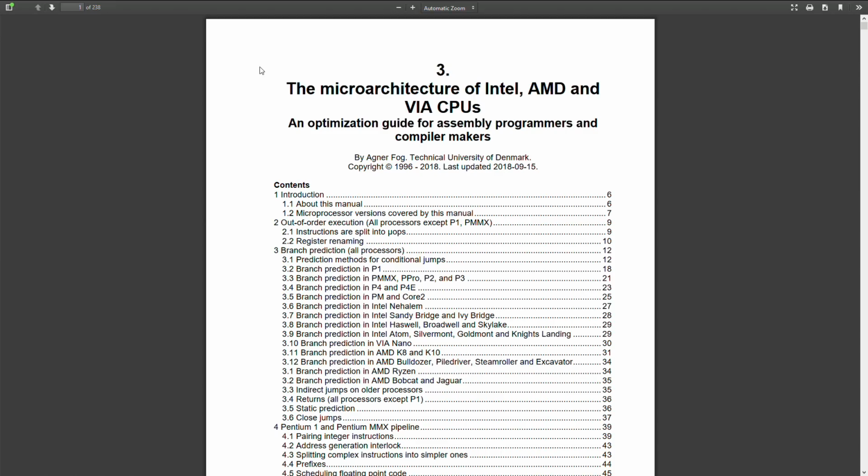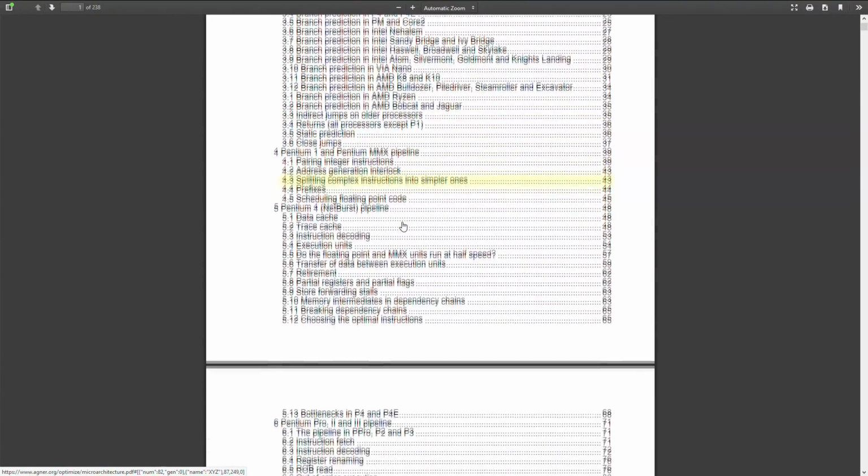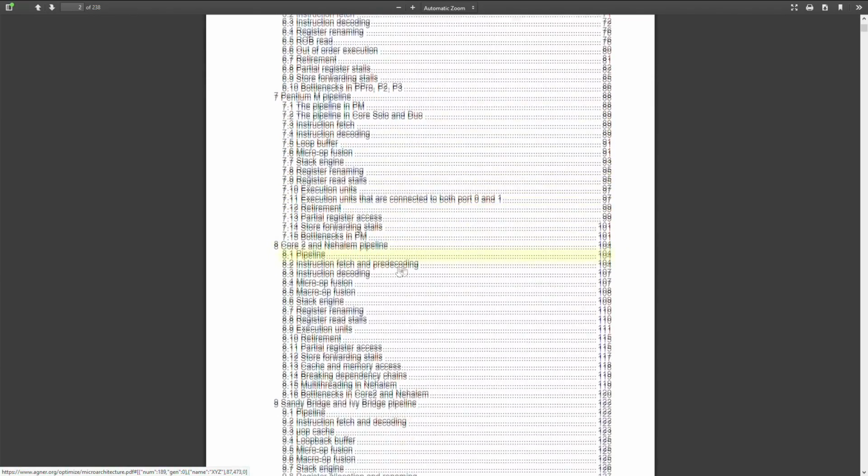So if you want more proof, then check this. I dug up this golden nugget from the depths of the internet. Whilst it calls itself an optimization guide, this is a bit more in depth than just a guide. Written by Dr. Agner Fog at the Technical University of Denmark, this is probably the most well-written report I've ever seen about modern hardware.